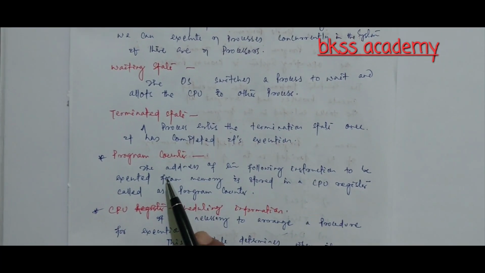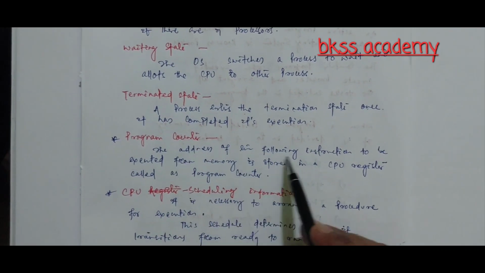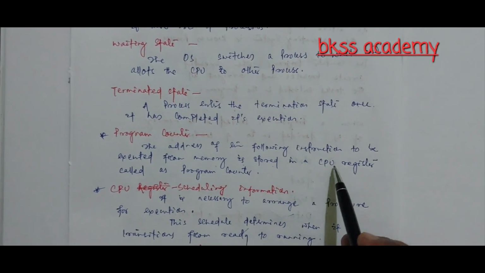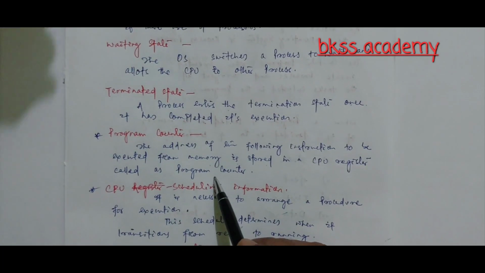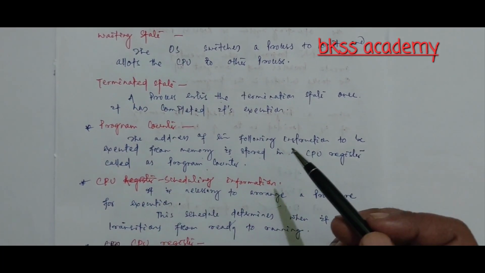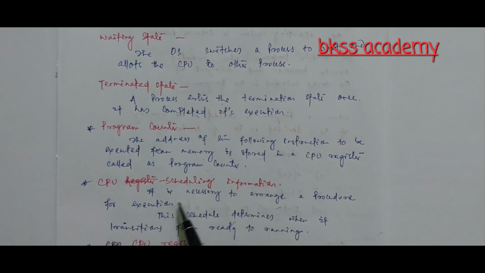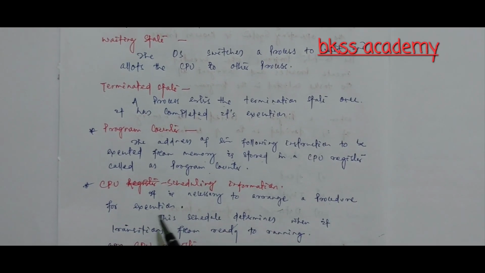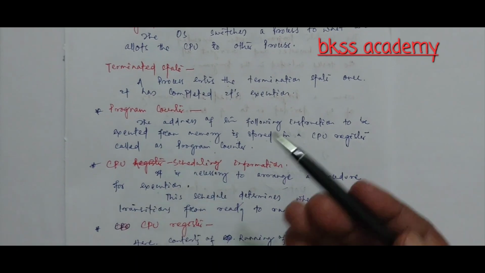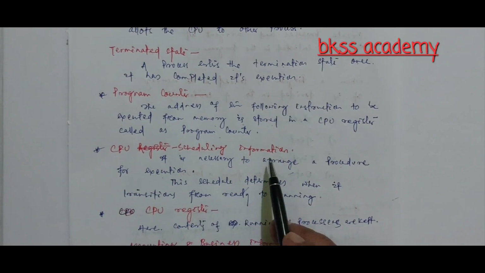Program counter: the address of the following instruction to be executed from the memory is stored in the CPU register called the program counter. The program counter is a register in the CPU where the process to be processed is stored. CPU scheduling information is necessary to arrange the procedure for execution. Which process will be processed follows a principle, that is the scheduling algorithm or scheduling information.